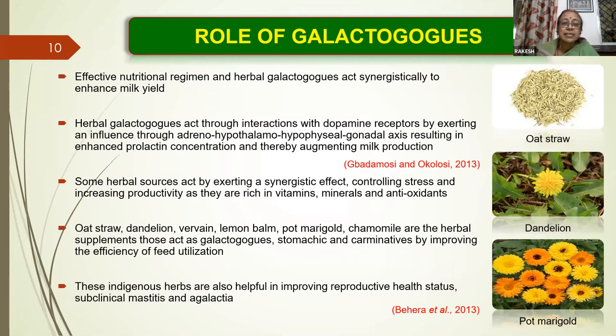Some herbal sources act by exerting a synergistic effect, controlling stress and increasing productivity, as they are rich in vitamins, minerals, and antioxidants. Oat straw, dandelion, vervain, lemon balm, pot marigold, and chamomile are the herbal supplements which act as galactagogues, stomachics, and carminatives by improving the efficiency of feed utilization. These indigenous herbs are useful in improving reproductive health status, subclinical mastitis, and agalactia.